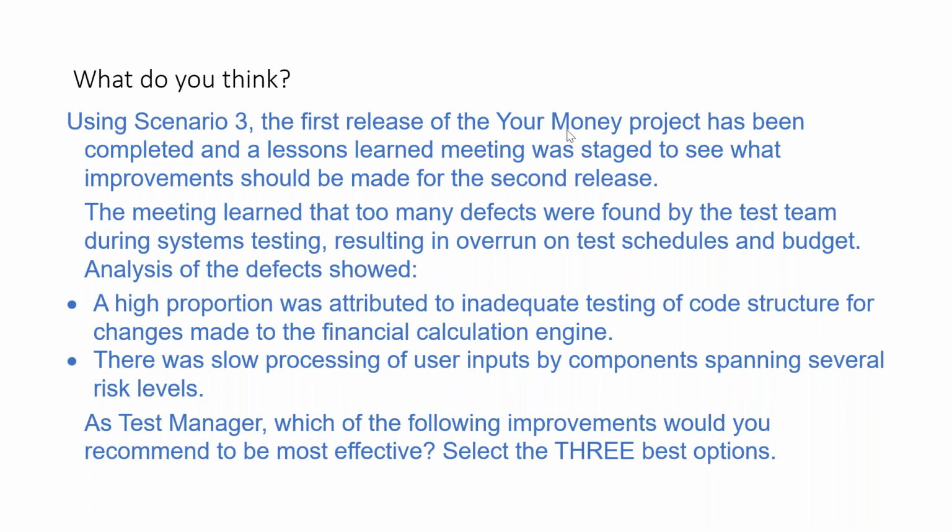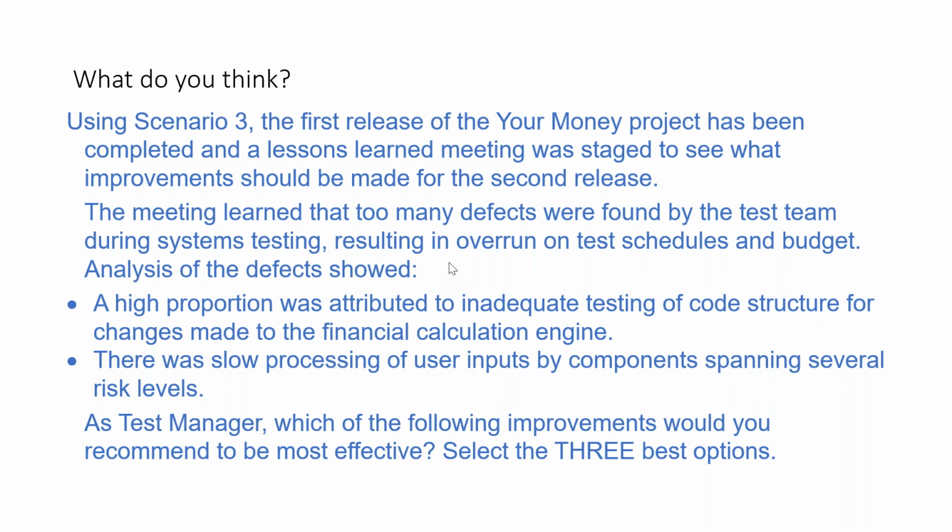The first release of the Your Money project has been completed, and a lessons learned meeting was staged to see what improvements should be made for the second release. So you are in the retrospective. The meeting learned that too many defects were found by the test team during system testing. Not good. Most of the defects could have been found in unit testing, resulting in overrun on test schedules. So that is why we slipped on test schedules and also test budgets.